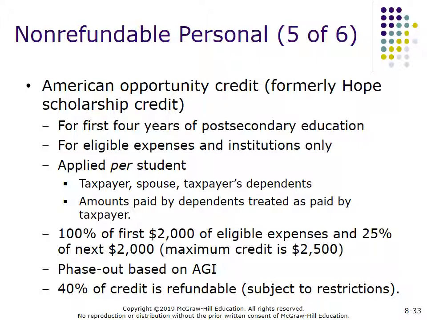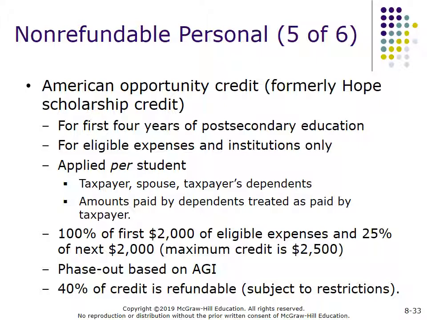Now, the American Opportunity Credit is available for the first 4 years only of post-secondary education. So if you're an eternal freshman, you've been a freshman for 10 years, it's only the first 4 years of your freshman year. After that, you're not eligible. It's for eligible expenses and institutions only. So tuition, fees, books, at post-secondary education institutions. We're not talking about before college here. They are a per student credit. They're available to the taxpayer.